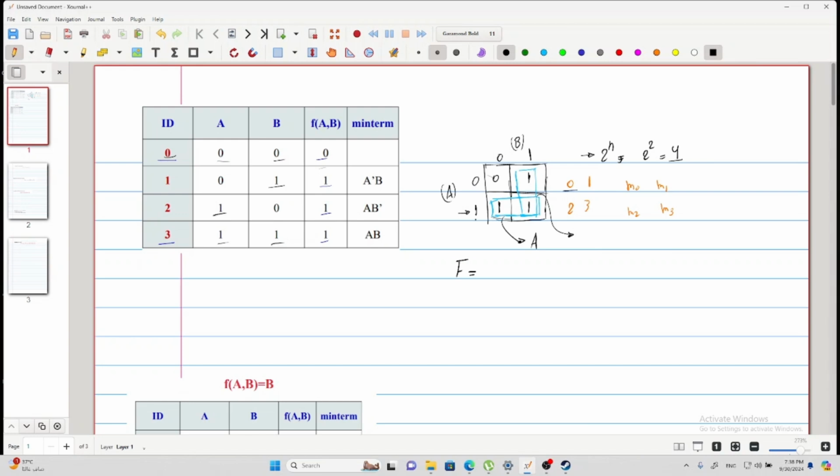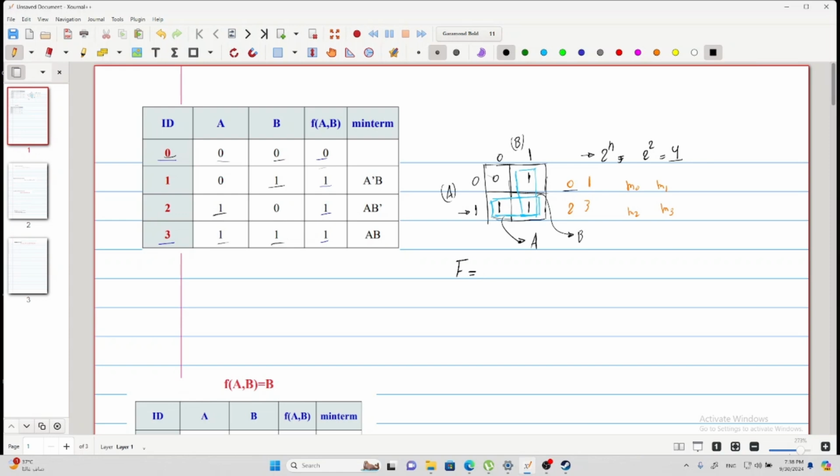For the second group, what is constant here? We see that A is changing from 0 to 1 or 1 to 0. However, B is constant along this. B is not changing along this column, and it is equal to 1. If it is equal to 1, we write the variable itself, which is B.